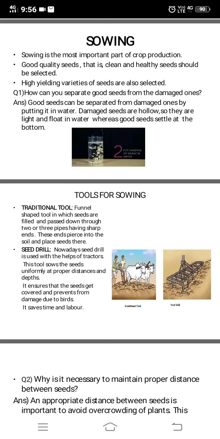Hello students, yesterday we had seen the different steps of agricultural practices. In the first step we had seen preparation of soil. Now coming to the second step, it is sowing.